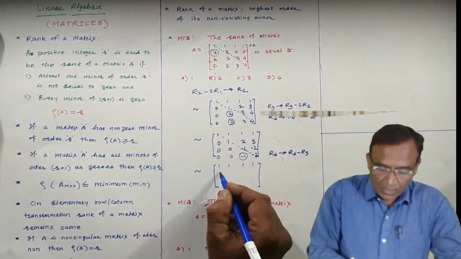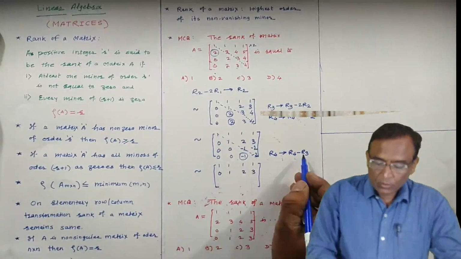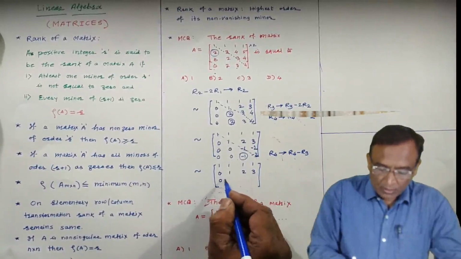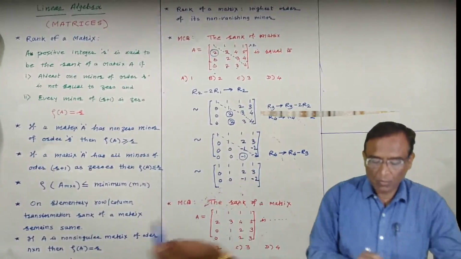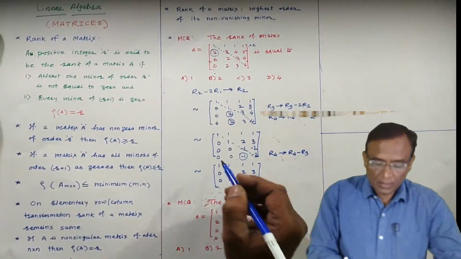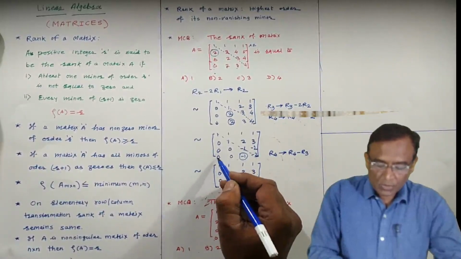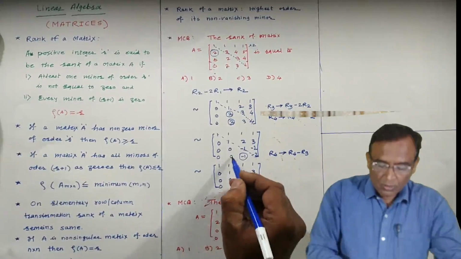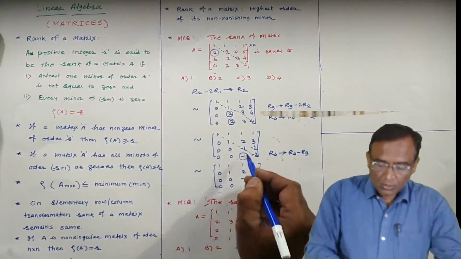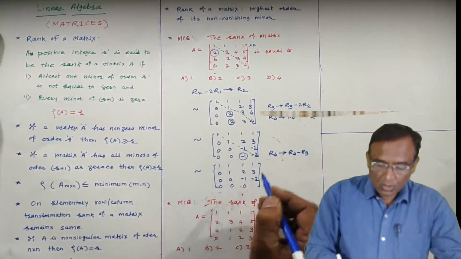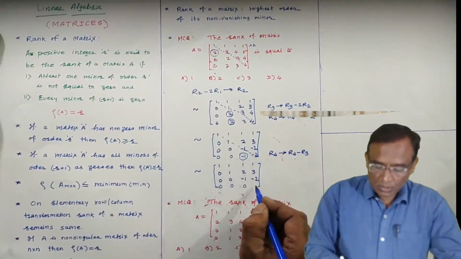Second row will be as it is, which we have already used. Third row we are using, that should be same. Now R4 minus R3 means this minus this is 0, this minus this is 0, this minus this is 0, and minus 2 this is 0.